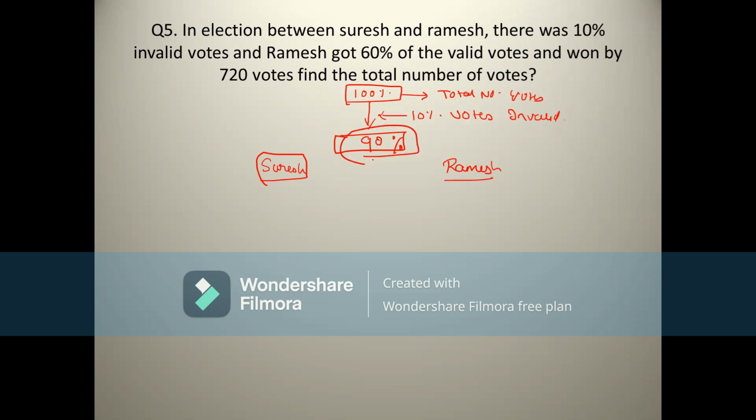If the valid vote is 90%, then what they have told you is that Ramesh got 60% of this 90. So Ramesh will get 56%, and Suresh will get 90 minus 56, which will be 34%. Are you getting my point? Now the difference between 56 and 34 will be what, sir?